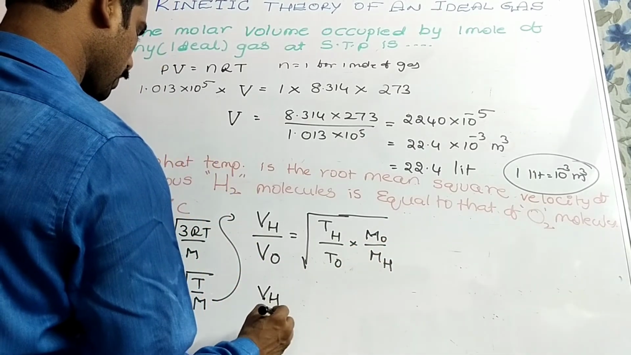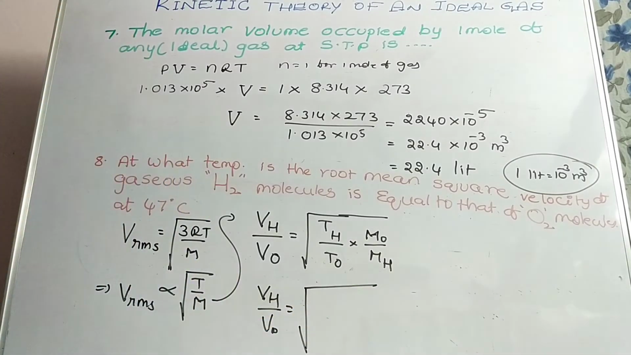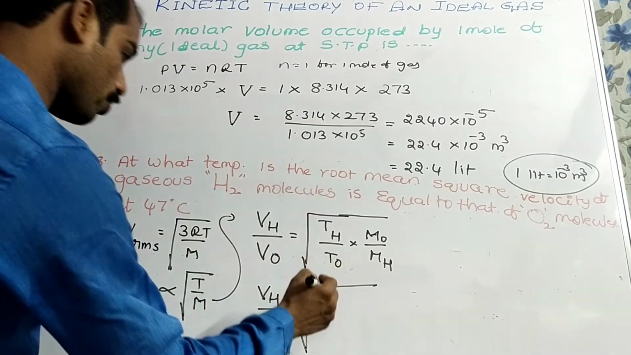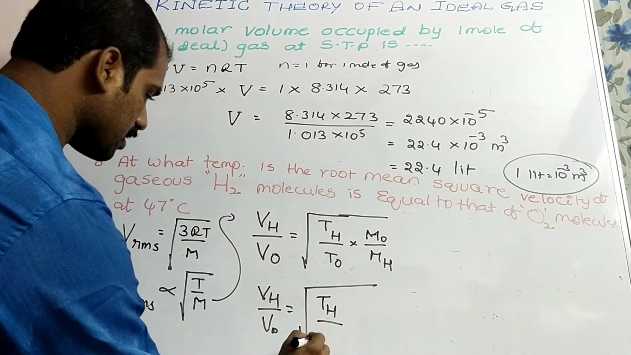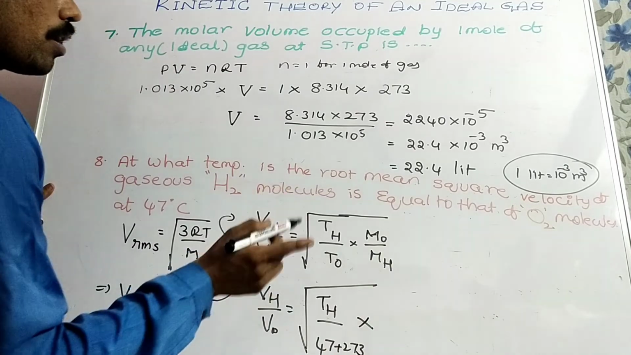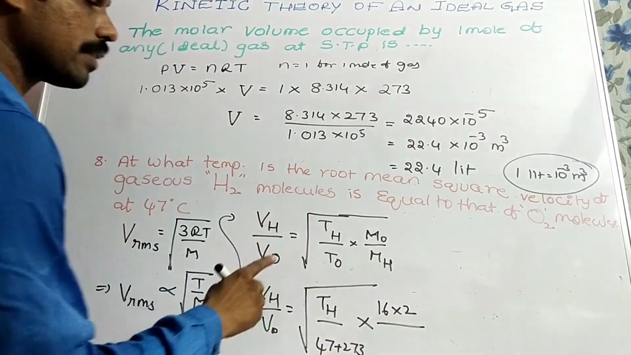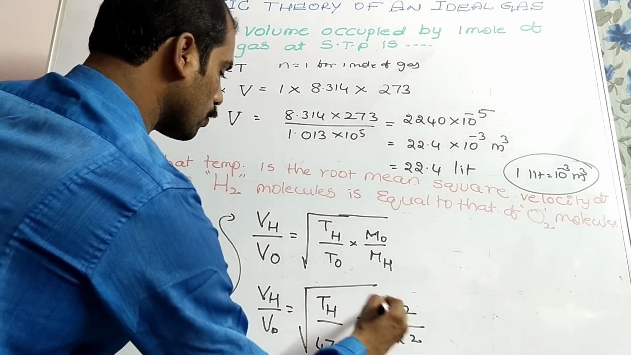Now VH by VO is equal to root of TH. We have to find the temperature of hydrogen. At what temperature is the root mean square velocity of hydrogen equal to that of oxygen? So we have to find the temperature of hydrogen, but the oxygen temperature is given as 47 degrees Celsius. So that is 47 plus 273 into molecular weight of oxygen, 16 into 2, as it is a diatomic gas, we multiply with 2, and 1 into 2.